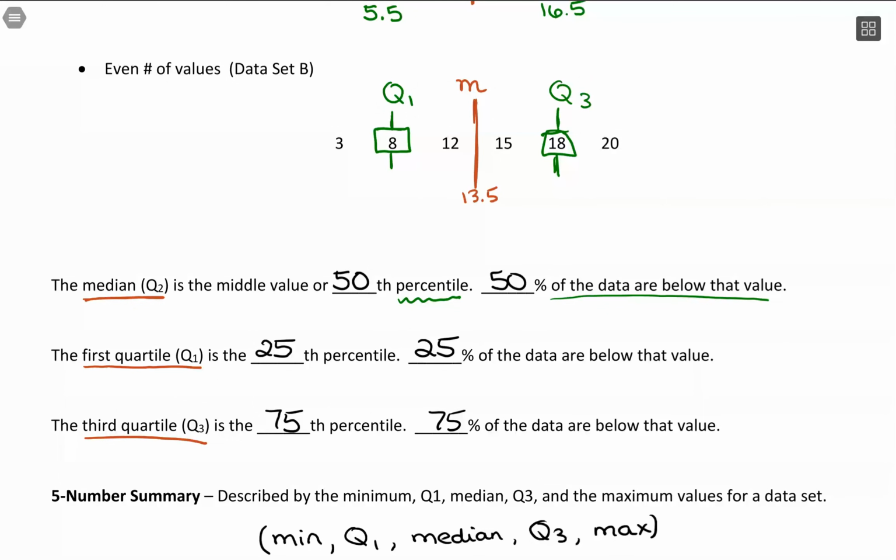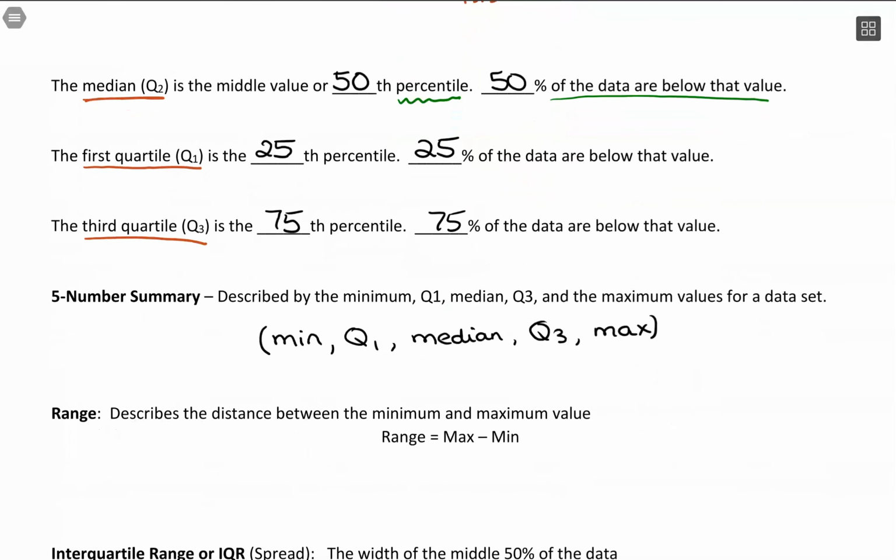with the 5-number summary. The minimum is the smallest data value, so that would be 3. We found the first quartile is 8, median 13.5, third quartile of 18, maximum of 20. Reading this out and knowing it's a 5-number summary, I know it's in order. It tells me the data values for minimum, first quartile, median, third quartile, maximum. So that's a way to summarize our data.